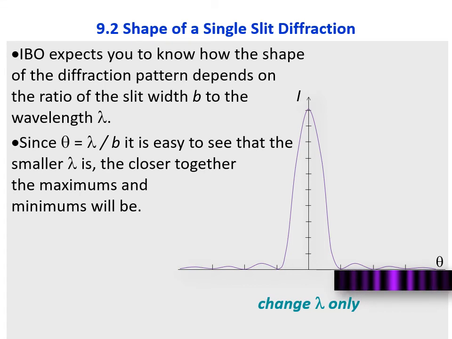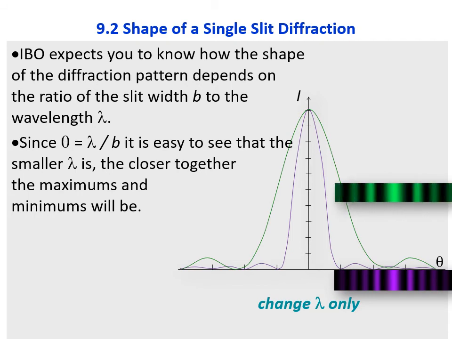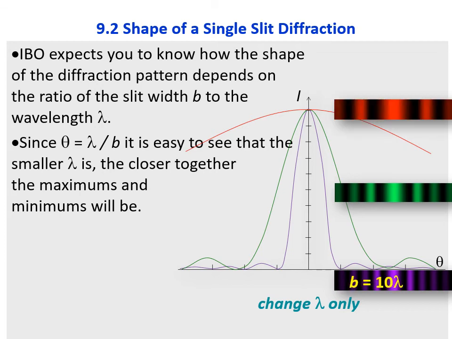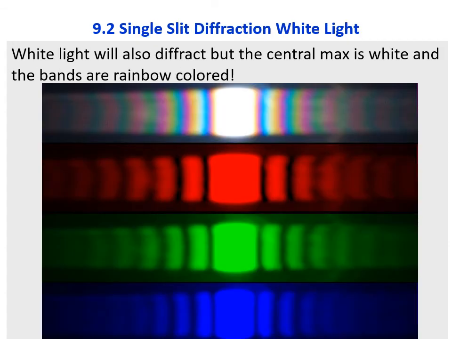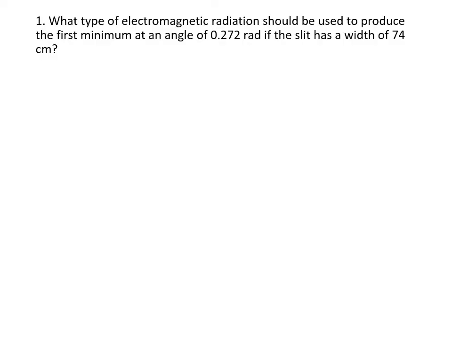If we have a short wavelength like violet light, you have a very narrow pattern. Green light, you get a wider central maximum, wider pattern, and with red light, you get less diffraction, you get a much wider angle. So white light will also diffract, but the central max is white and the bands will look rainbow colored, as you can see. All right, practice question number 1.